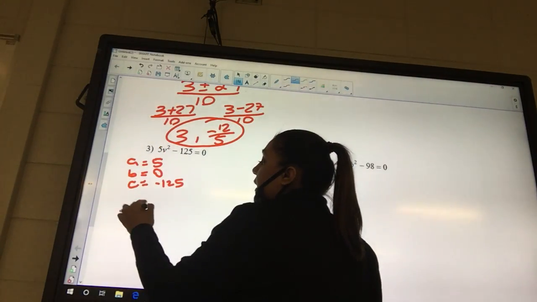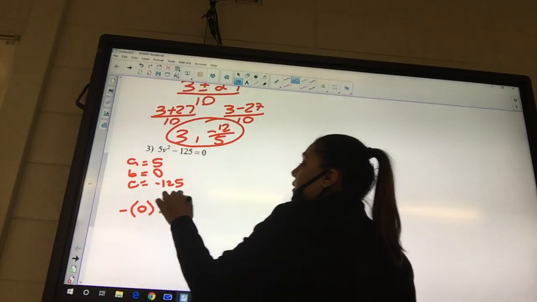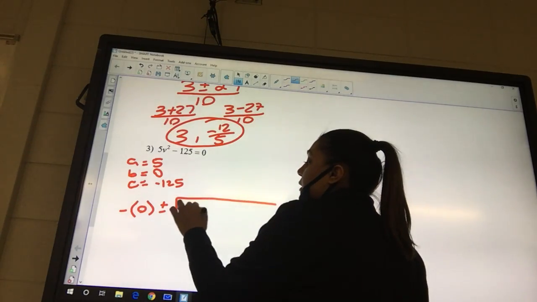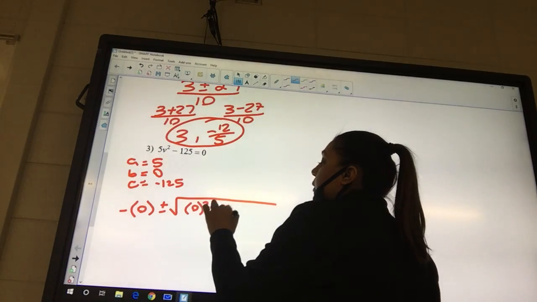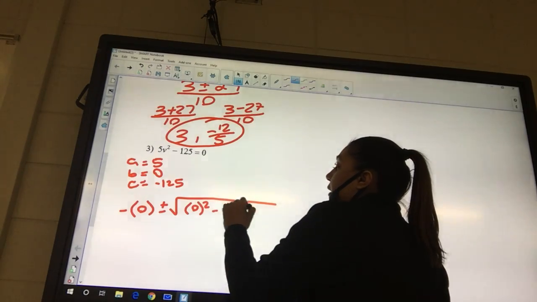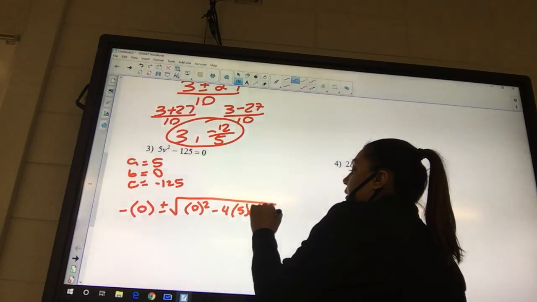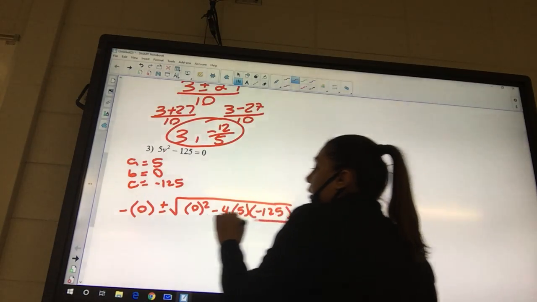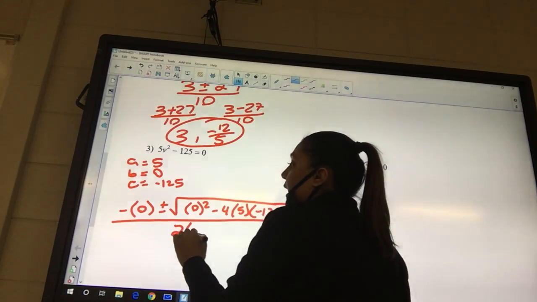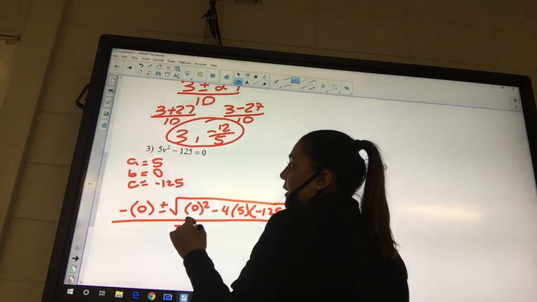Okay, so we can write our stuff out. So you got negative b, which is 0, plus or minus square root of 0 squared minus 4 times our A times our C all over 2 times our A, which is going to be 5.